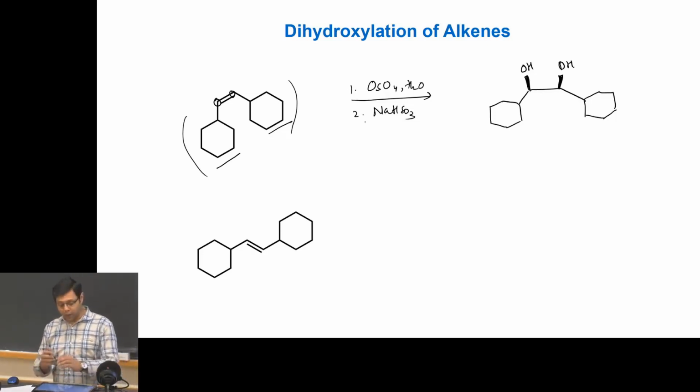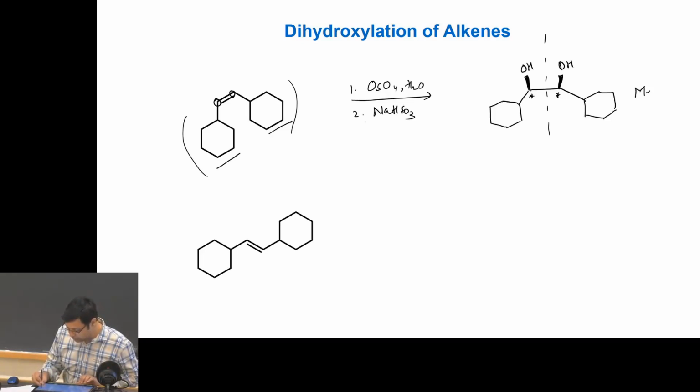Now if you take a look at this product, you have two chiral centers in this molecule, but you also have a plane of symmetry. So this is a meso compound.